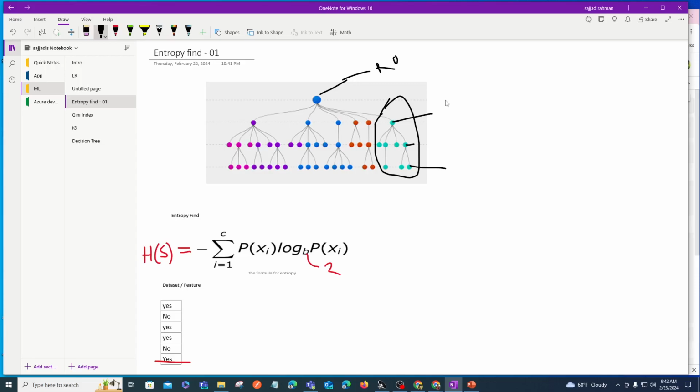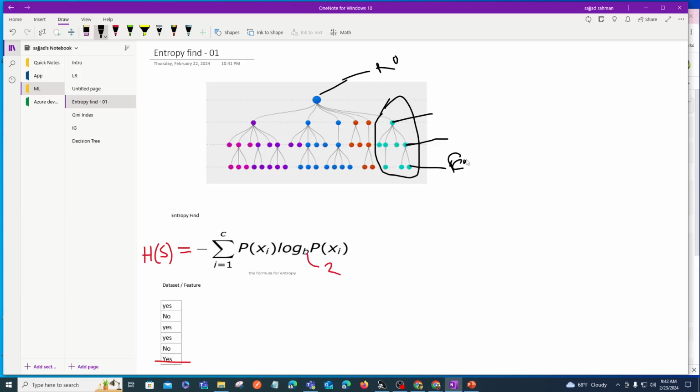This is also a decision node, and this is our outcome or feature. So these two are decision nodes, and we see that we need to find the entropy. For simplicity, I have picked 5 data points. Here we can see that there are 3 yes and 2 no.